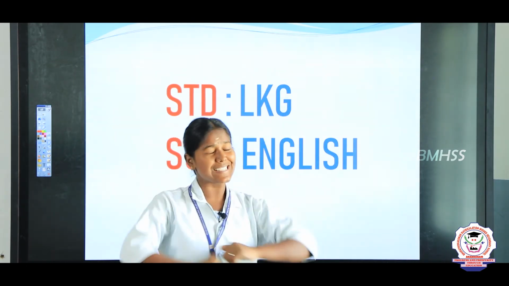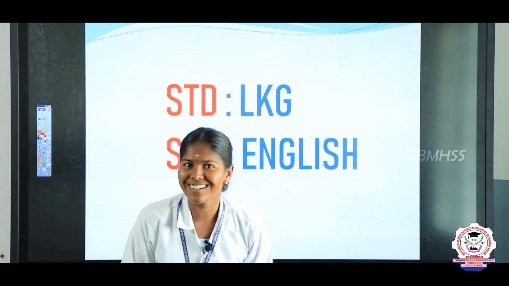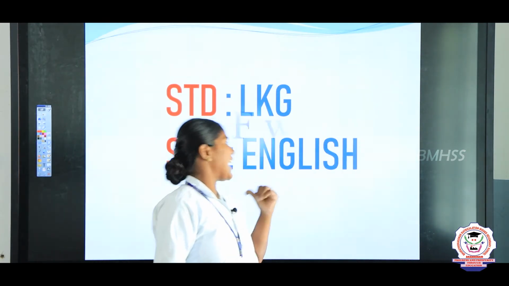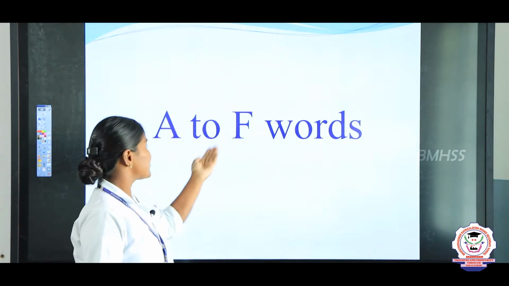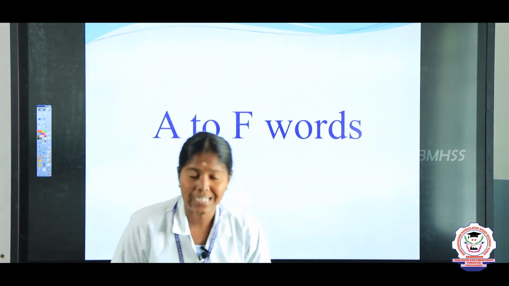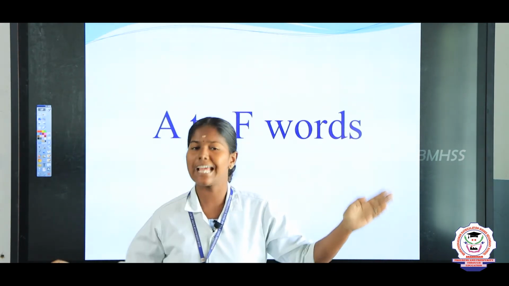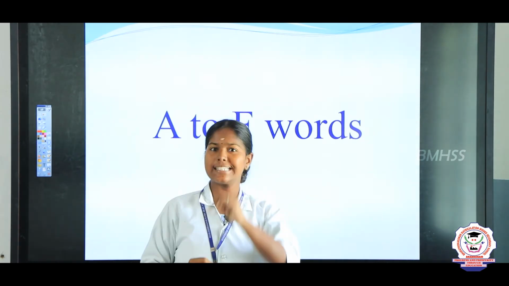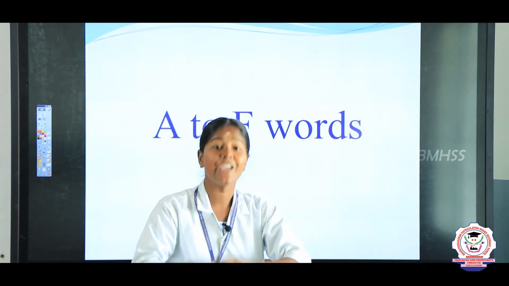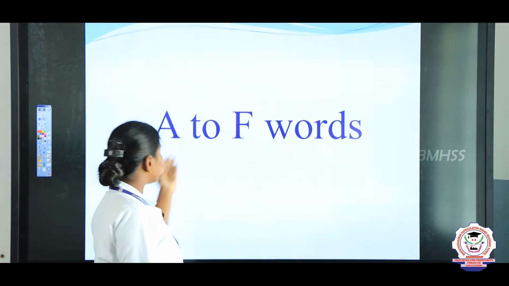And today is an interesting topic we are going to see. Do you know what is that? No? Fine, I will tell you. Today we are going to learn A to F words. We learn the alphabet separately from A to Z. So there are how many alphabets in English? There are 26 alphabets and today we are going to learn the spellings of the words from A to F.